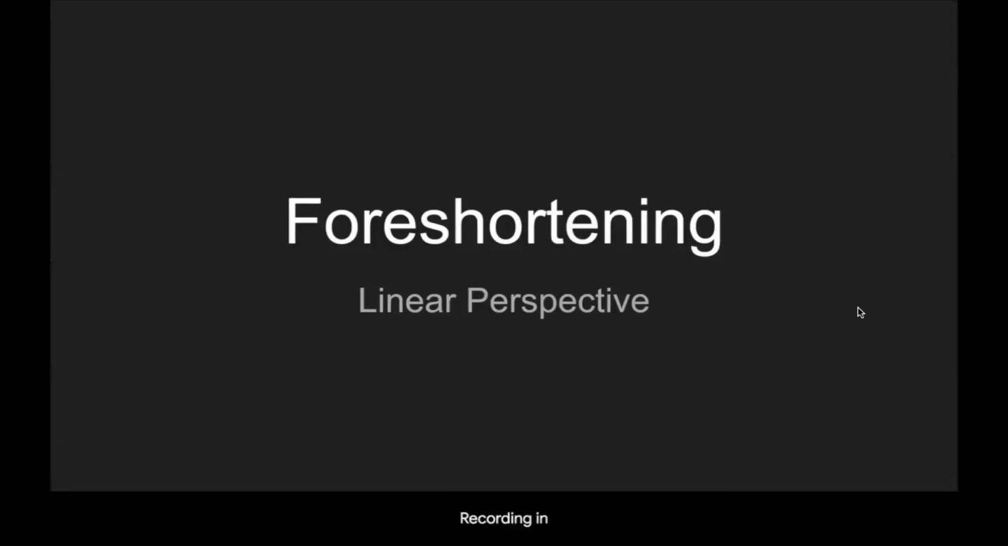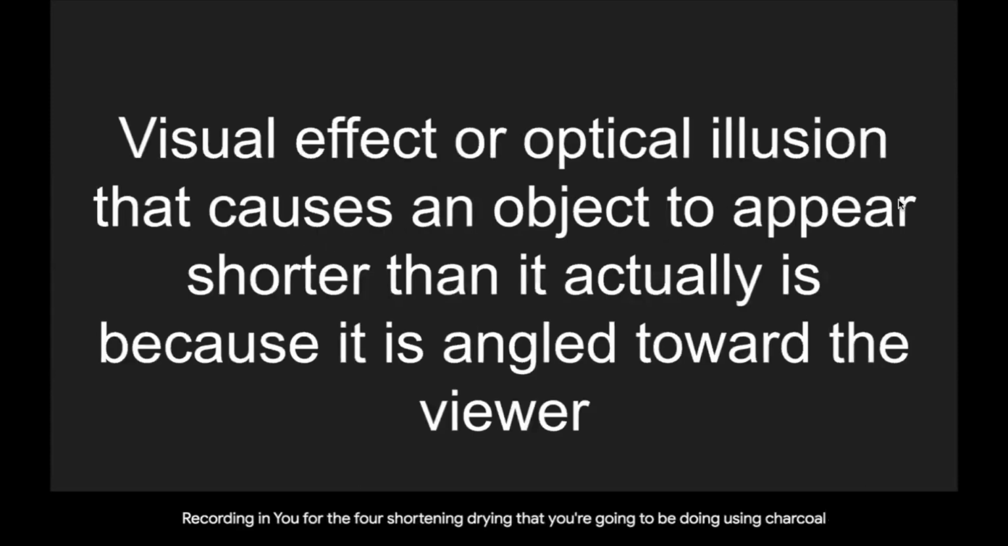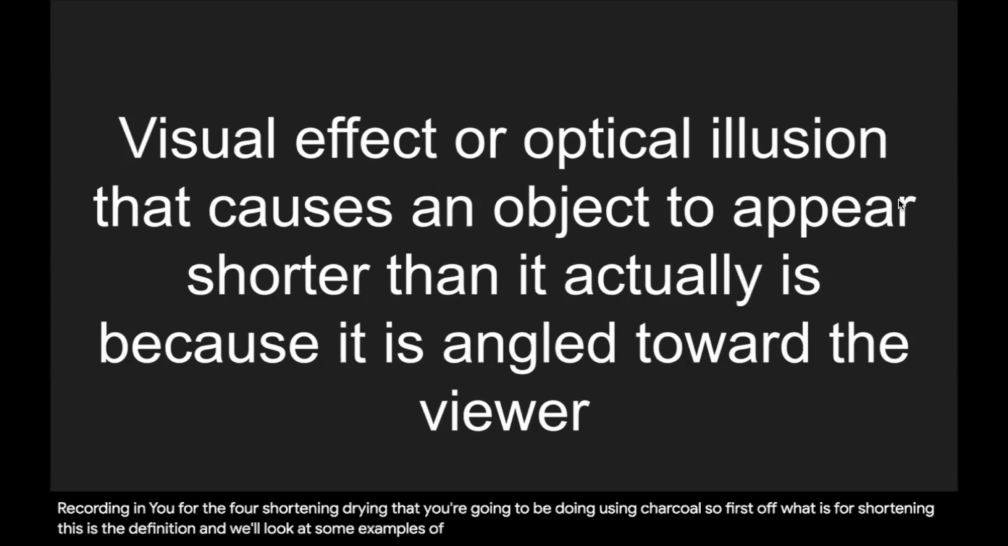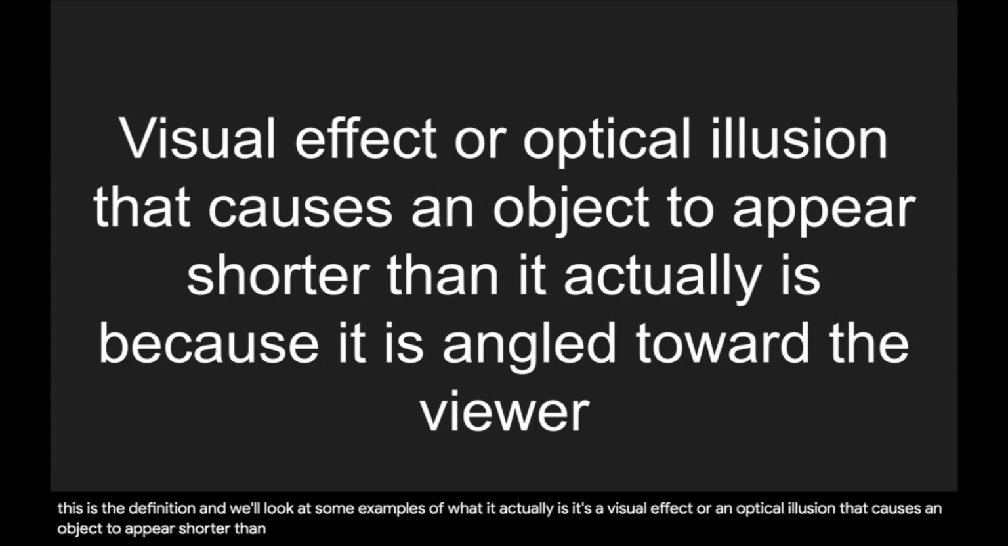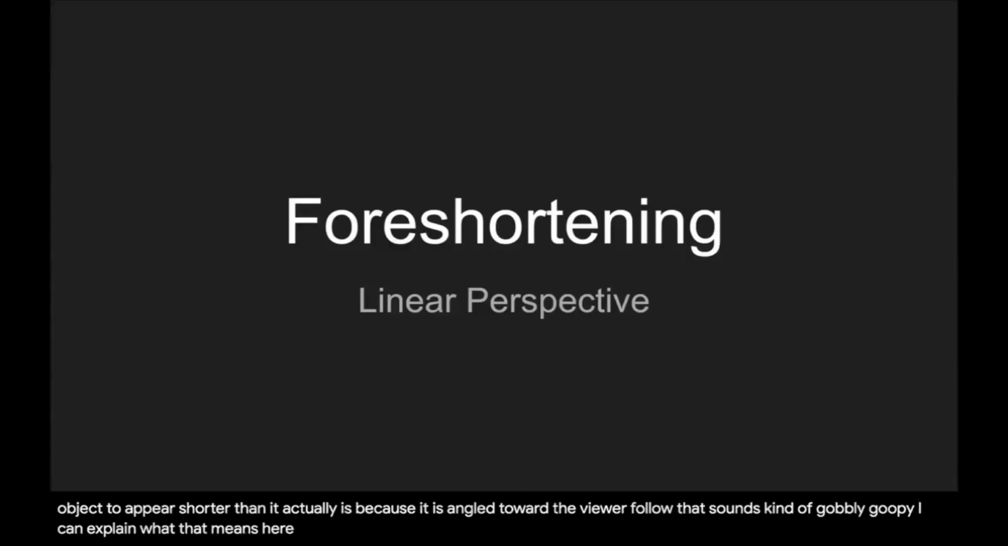All right, so this will be the video for the foreshortening drawing that you're going to be doing using charcoal. So first off, what is foreshortening? This is the definition, and we'll look at some examples of what it actually is. It's a visual effect or an optical illusion that causes an object to appear shorter than it actually is because it is angled toward the viewer. If all that sounds kind of gobbledygook, I can explain what that means here.